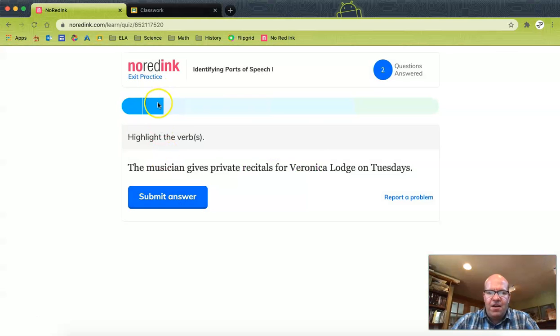Yeah, I got that. Oh, look, I got another one. Okay, the musician gives private recitals for Veronica Lodge on Tuesday. What does the musician do? The musician gives.